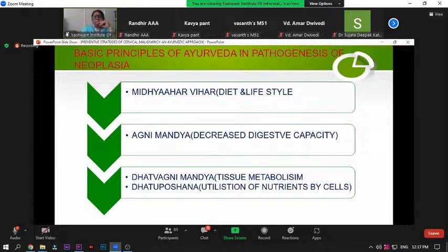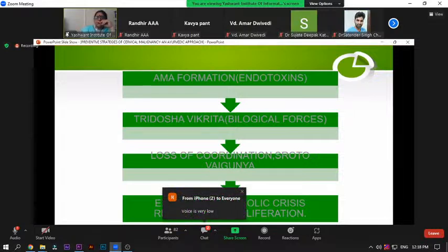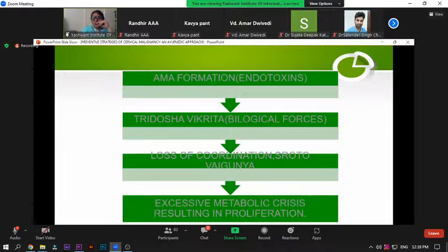So the basic pathology we can understand involved in this neoplasia is Mithya Ahara Vihara, abnormal diet and lifestyle, leading to Agnimandya, decreased digestive capacity, in turn leading to Dhatvagni Mandyata, that is affected tissue metabolism in an adverse way, and Dhatu Poshana will get afflicted with this, that is utilization of nutrients by cells will be decreased, leading to ama formation, resulting in endotoxins and leading to imbalance in the Tridosha biological forces, loss of coordination, that is Khavaigunya, leading to excessive metabolic crisis resulting in proliferation of abnormal cells.